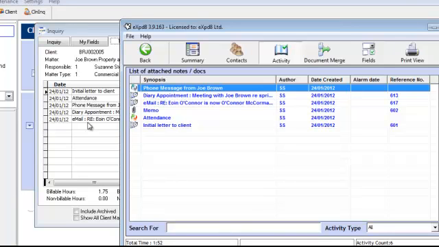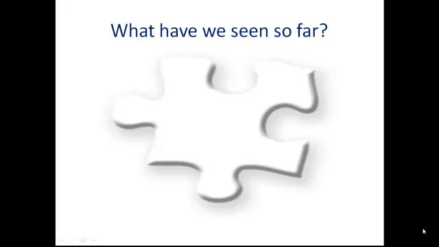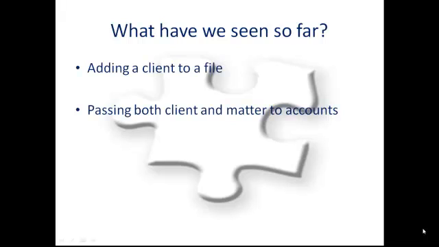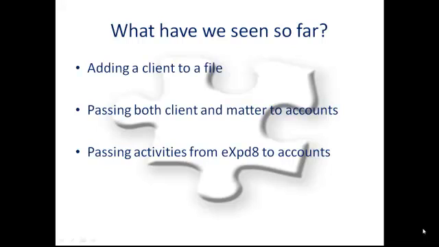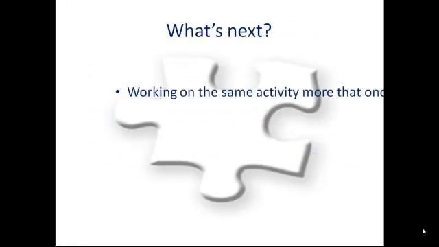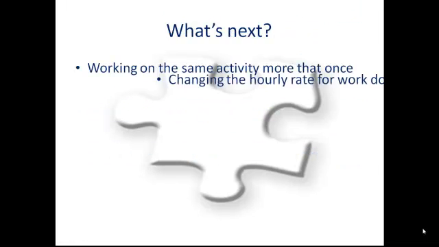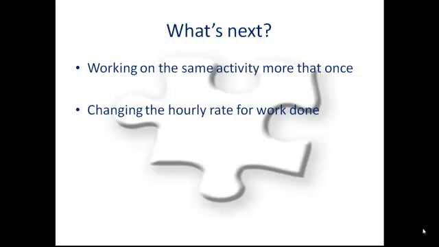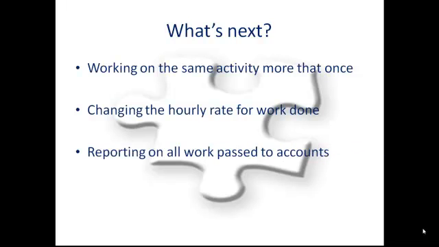Okay, well, let's recap. What have we seen so far? Well, we've looked at adding a client to a file, passing the two of them to the accounts package, and then we've looked at passing each activity from Expediate over to our accounts. What do we want to look at next? Well, what if you're working in the same activity more than once? What if you want to change the hourly rate? And also, it'll be handy to look at how we report on all the activities that we pass to accounts.